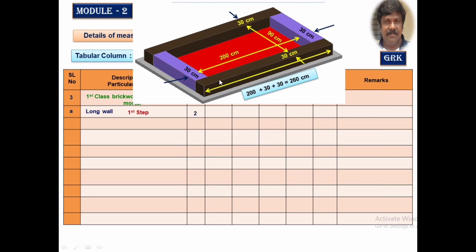Now two walls are there, you can find on either side. The length is 2.6 meter, thickness of that is 30 centimeter, the height of that in the first step is 0.6 meter. We will enter that in the depth column. Similarly, we will get it for the short wall. I have skipped this one, we will put it in the next stage.